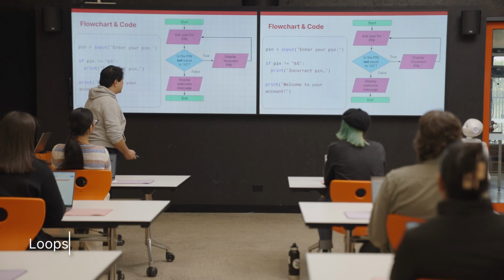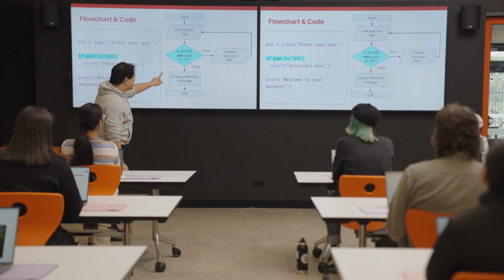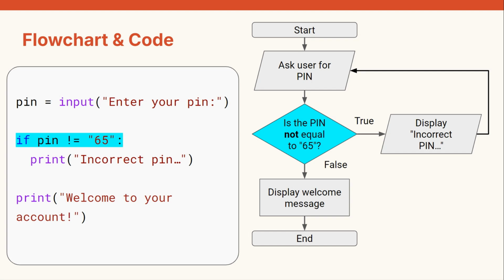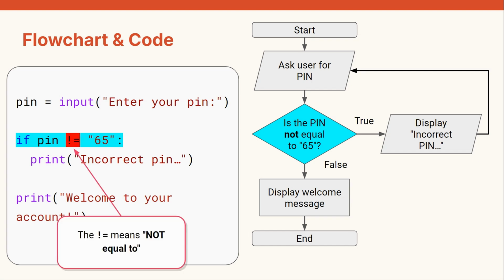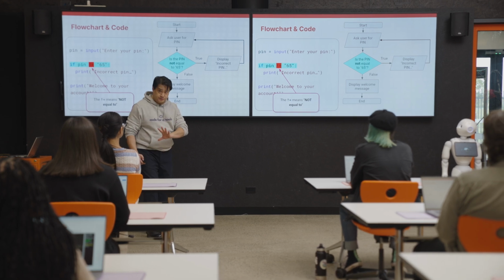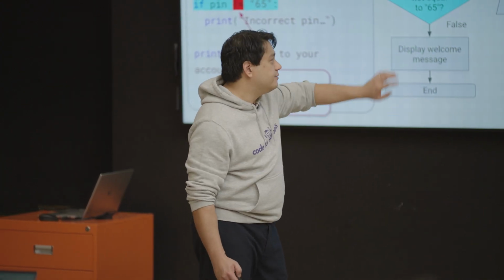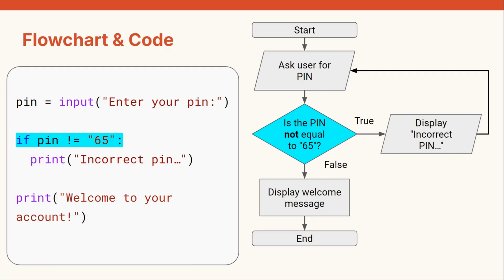So let's take a look at this code here. You can see here, let's focus on the diamond shape, which is that if statement there. Notice here we've got the exclamation mark equals, which means not equal to. So that's how we check whether the pin is not equal to 65. If it's not equal to 65, then we're going to display incorrect pin.